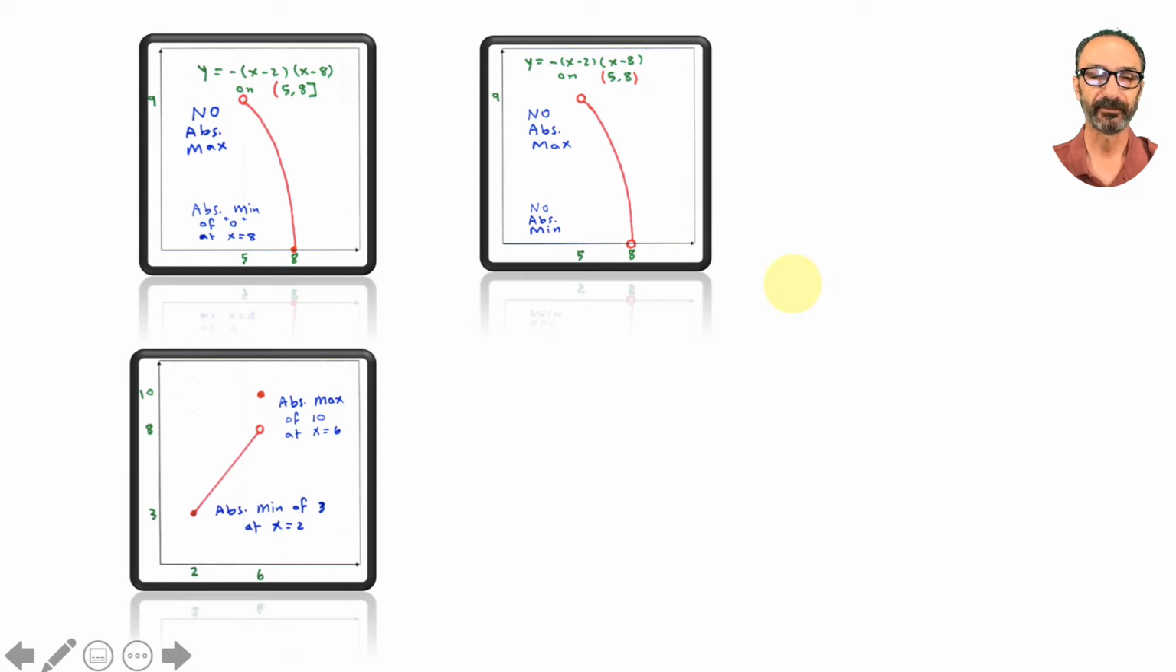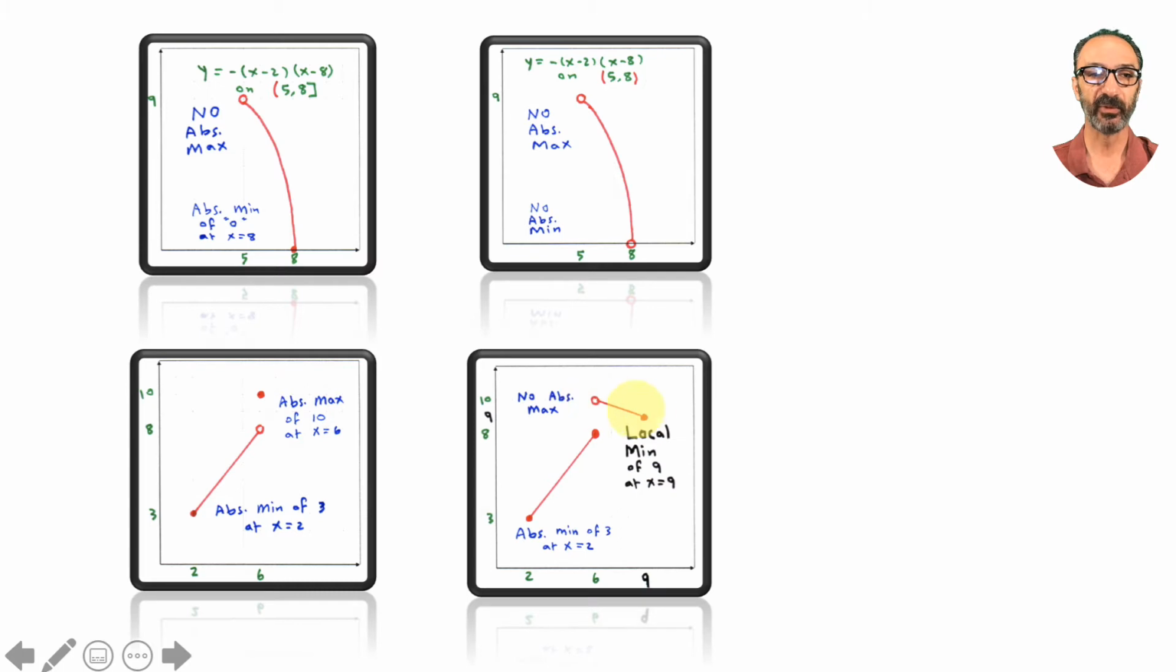Different example. This is closed. This is open, but it's defined somewhere else. Aligned, all right? Absolute minimum of 3 at x equals 2. Absolute maximum of 10 at x equals 6. Yeah, we have a value of 10, and nothing is above 10 that we have. So that's called absolute max. Another example. Maybe we're going down this way.